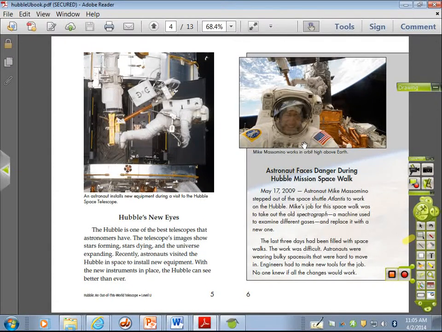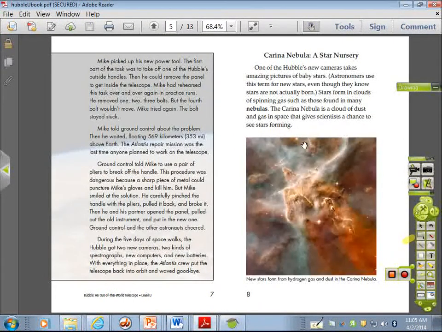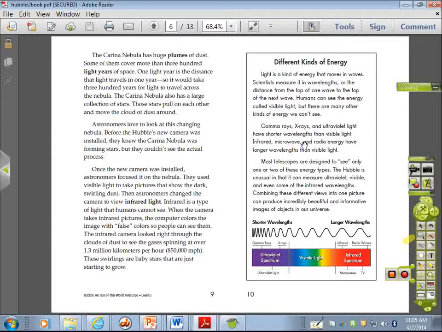And sometimes people kind of skim these things. Okay, so let's just skim them. Hubble's New Eyes. Okay, let's keep going. New star forms from hydrogen gas and dust and the Carina Nebula. Did we see that in one of our videos, nebula? Okay, so nebulas are where stars are born. Let's keep going. Skimming. Different kinds of energy.